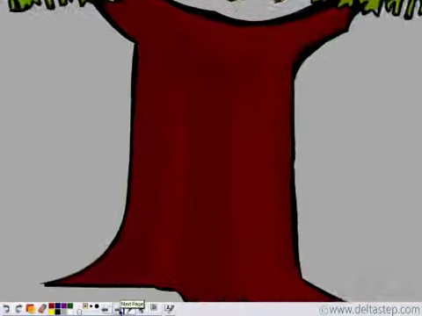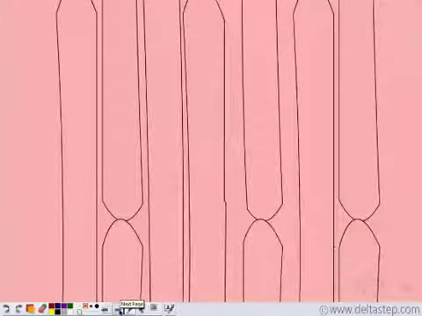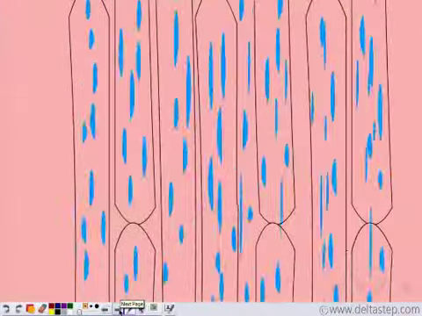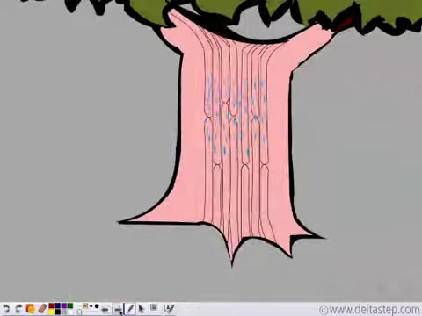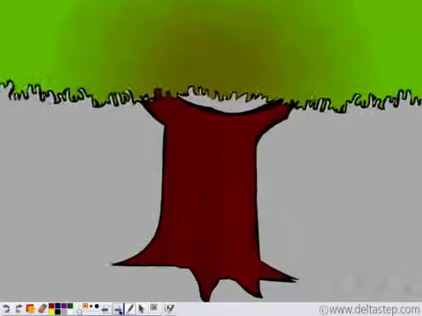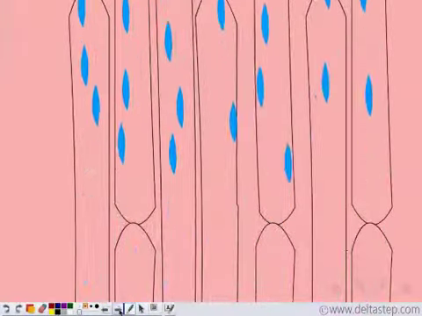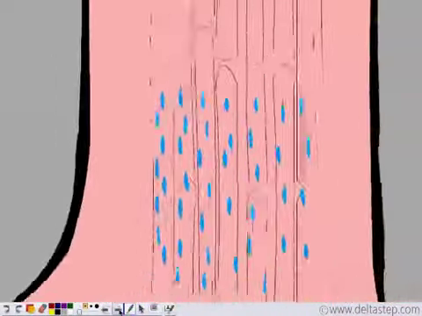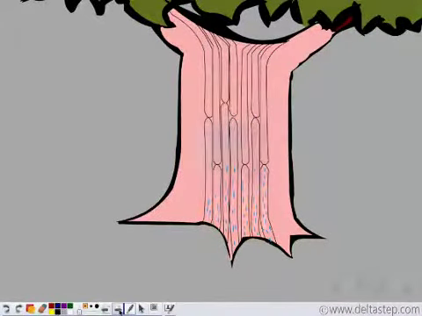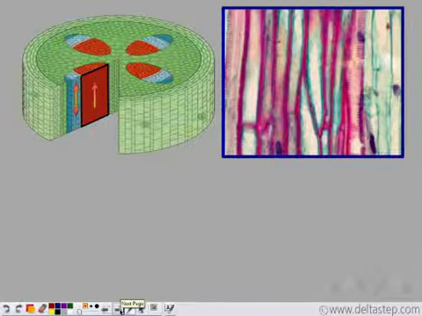Similarly, trees have such pipe-like structures in them. See? And these pipe-like structures conduct water from the root to the leaves, so that the leaves can utilize this water in manufacturing food by the process of photosynthesis. See, the water is getting conducted upwards to the leaf, and this leaf is manufacturing food by the process of photosynthesis. So this pipeline is the water pipeline and is known as the xylem.